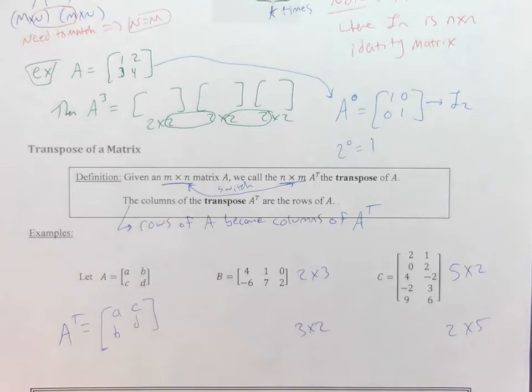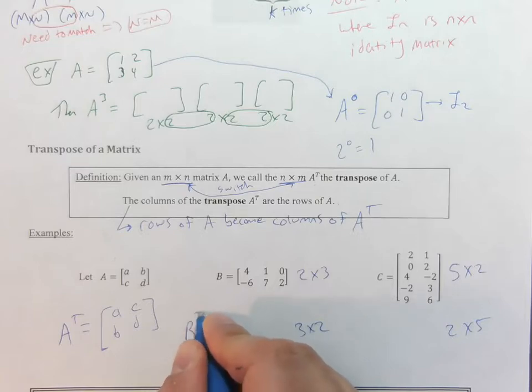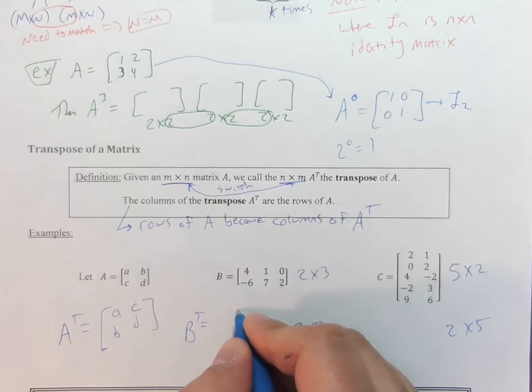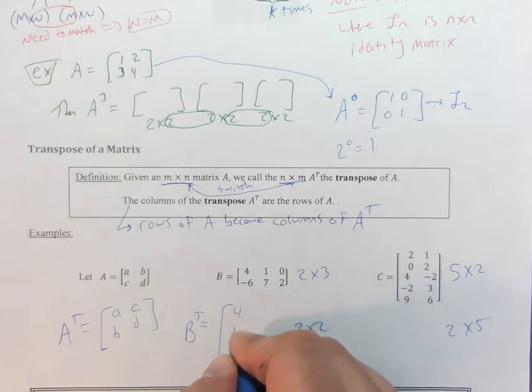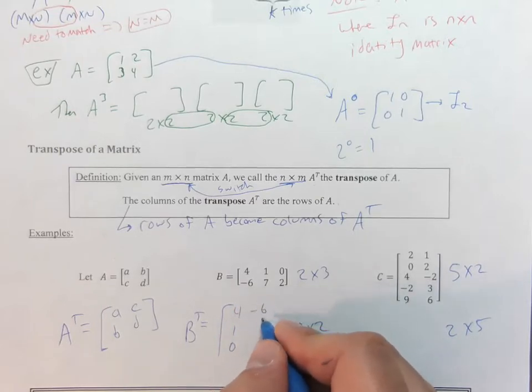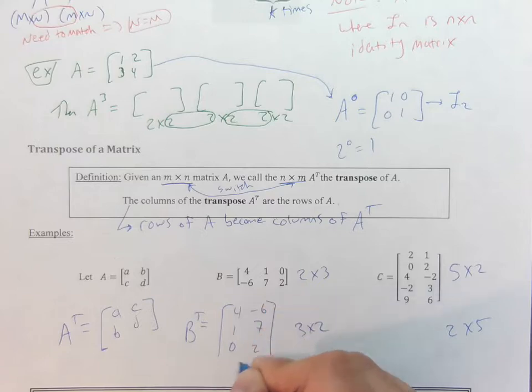Okay, take a second to write those down. I'm going to write them down too, but in all cases, the rows become the columns. So here's what B transpose would look like. It'd be a 3 by 2, so row 1 becomes column 1. So 4, 1, 0. Row 2 becomes column 2. And you can see it's a 3 by 2, just like we were expecting.